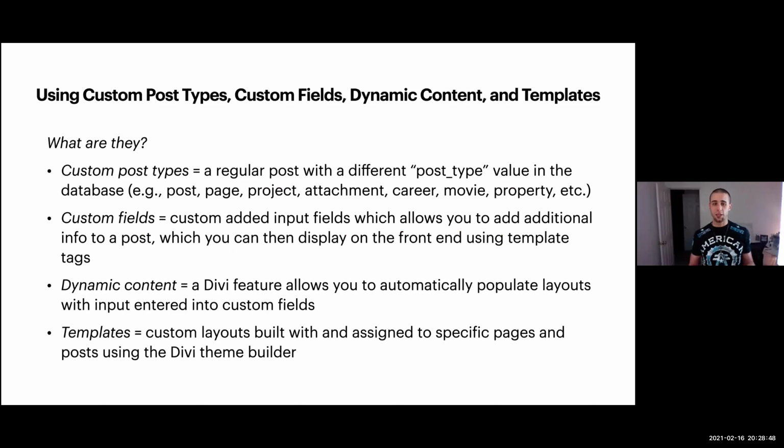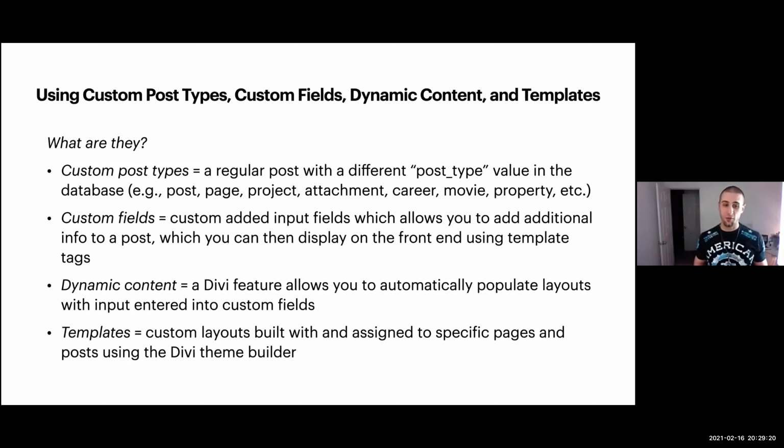But custom post types are really just a regular post with a different post type value. So you have a post, but a page really is a custom post type, or in Divi, a project, an attachment, and then you can start making your own career, movie, property, etc. Then you can create custom fields where you can enter input into those fields on those custom post types, and that's going to give you the data that gets populated into the post type.